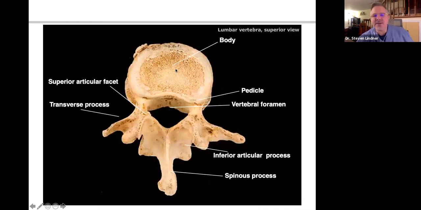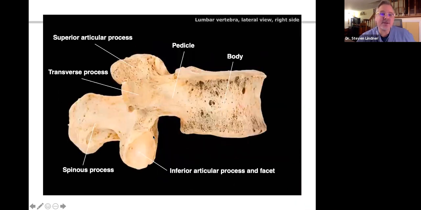Here's another view. Now it's a lumbar vertebra, much heavier, much thicker, much larger. Here's the body. Here are the pedicles that come off the vertebral body. Here's your transverse process, another transverse process. Here's the spinous process. It's a superior view. So there's going to be a superior articulating facet. And then on the bottom side, there'll be an inferior articulating facet. You could see the inferior articulating process, but you can't see the facet. But in this view, you can see the facet.